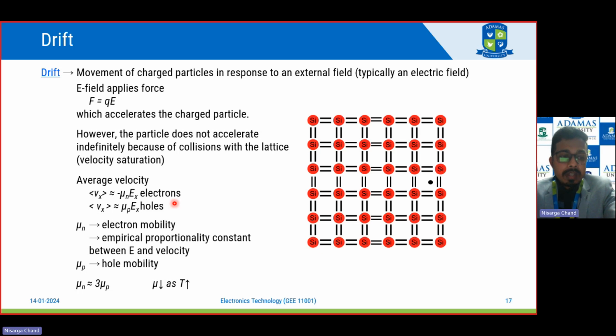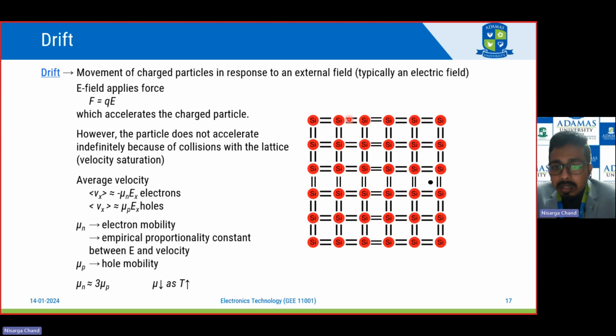drift of carriers. The free electrons inside a semiconductor move randomly due to their thermal energy, and this random movement does not produce any resultant current. However, application of an external electric field will cause the drift of electrons. So let Vd be the drift velocity. Vd is equal to mu n into E, and if we consider the resultant current density, then Jn is equal to n into q into Vd.